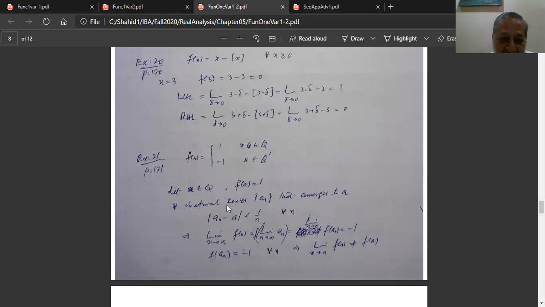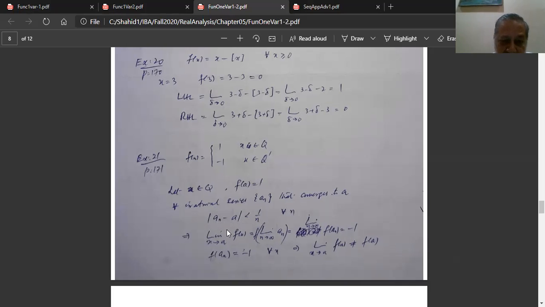I consider a series of irrational numbers. In fact, this is not a series, this is a sequence of irrational numbers that converge to A. That means the limit of this sequence is A, so any irrational number from the sequence minus the limit will be less than epsilon, which I can take as 1/n for all n. As n becomes larger and larger, this statement says that a_n is coming closer and closer to A.